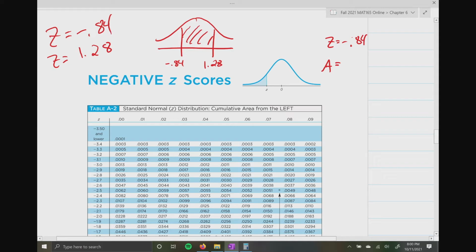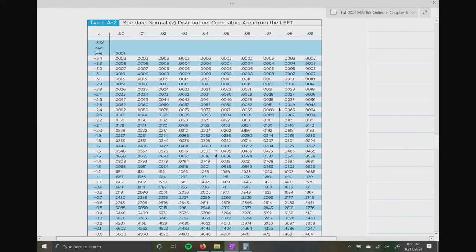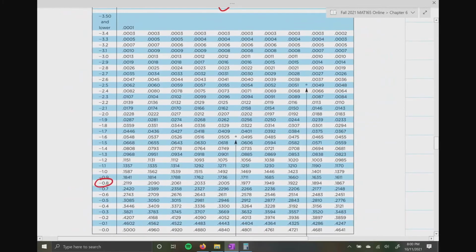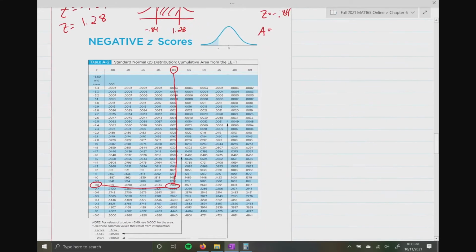So area for negative 0.84. So here's negative 0.8. There's my 4. So I'm going to zoom in so you can see what's happening. So I'm going to draw this all the way down, draw this all the way to the right. And I come up with 0.2005. So that's the area for a Z score of negative 0.84.